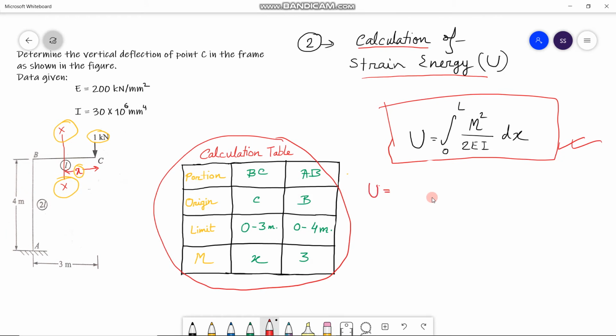U equals integration 0 to 3 x square by 2EI dx plus integration 0 to 4 3 square by 2E into 2I, as the value of moment of inertia for the portion AB is 2I, dx.